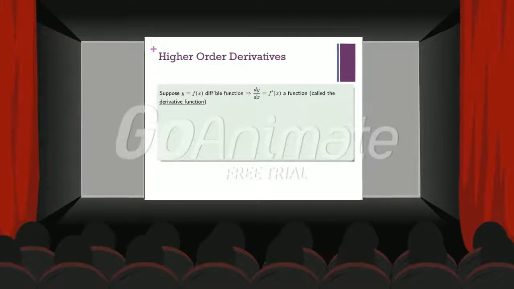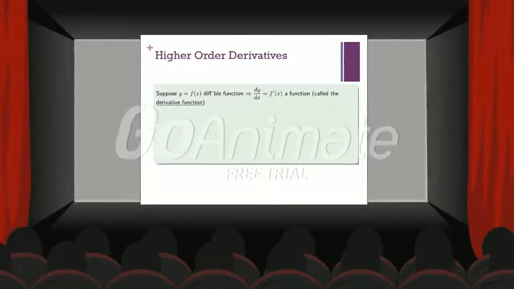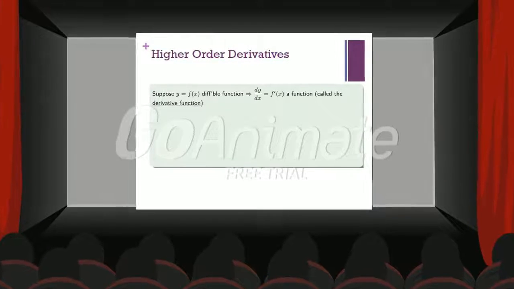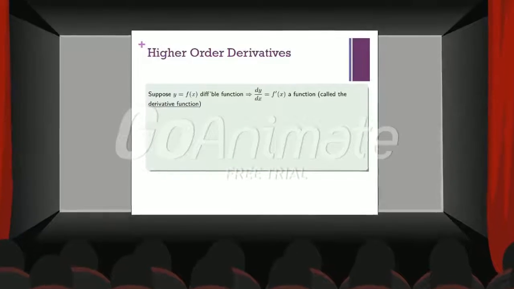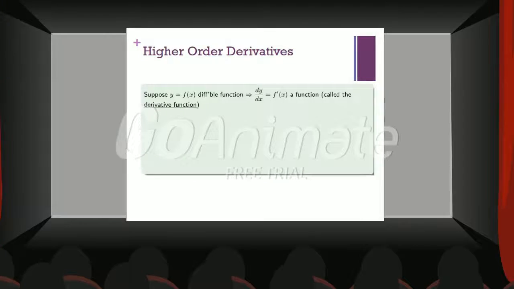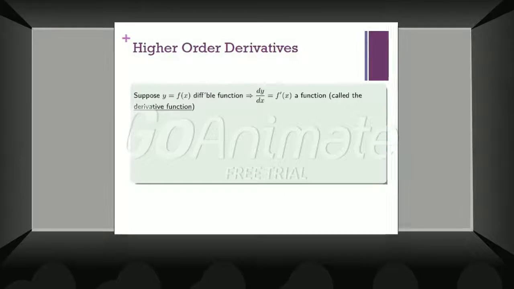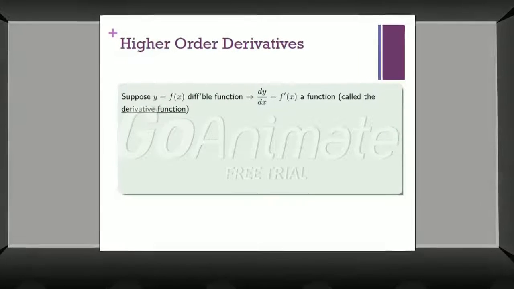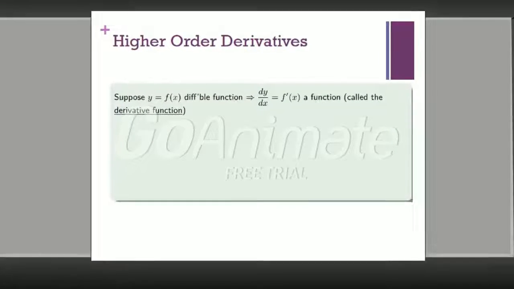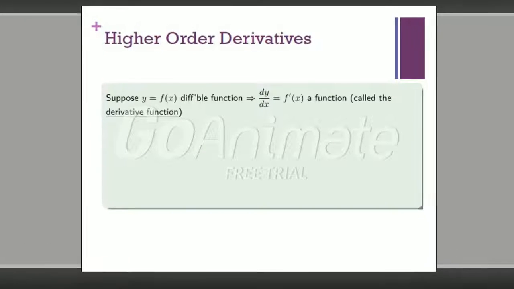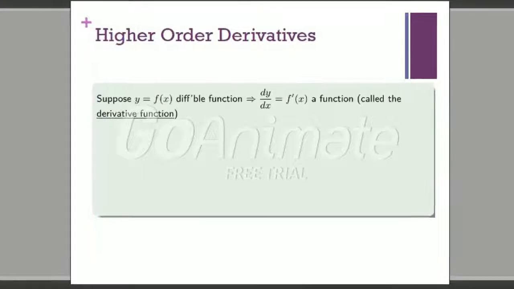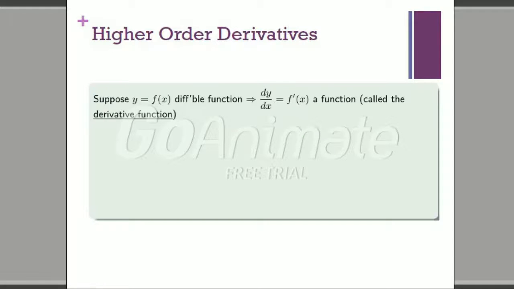Now, what are higher order derivatives? Suppose you have a function y equals f of x, and that function is a differentiable function, which means dy/dx is f prime of x, just notation. And this f prime of x is called the derivative function. Now, the derivative, as you know, is a function itself. So suppose that derivative function itself is differentiable.